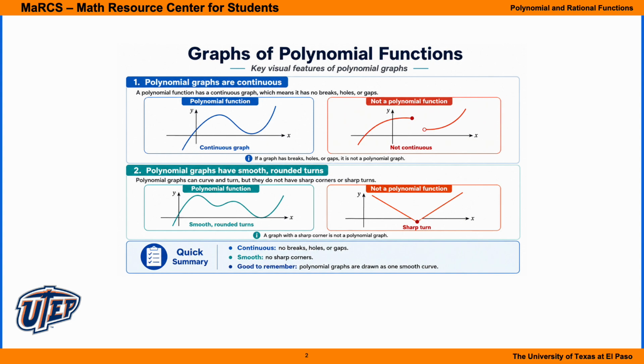Another key feature is that they have smooth, rounded turns. On the left, we see that at the turns, they are smooth, and they don't have sharp corners, whereas on the right-hand side, that would be the case. An example of that would be the graph of the absolute value of x.